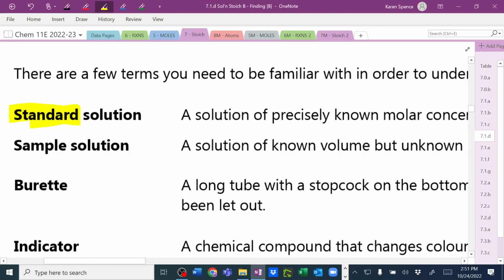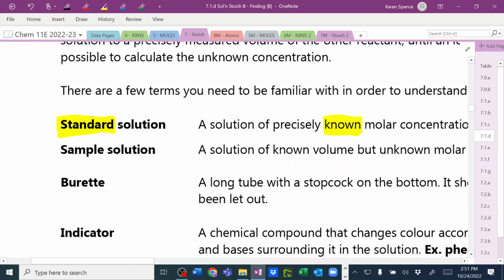Standard solution. What does standard mean? Known. It means you have a known molar concentration. So someone has gone and found this concentration for you. And in fact, if you look at this NaOH, it says 0.0985 molar. Isn't that nice? So you will know that before you get started.